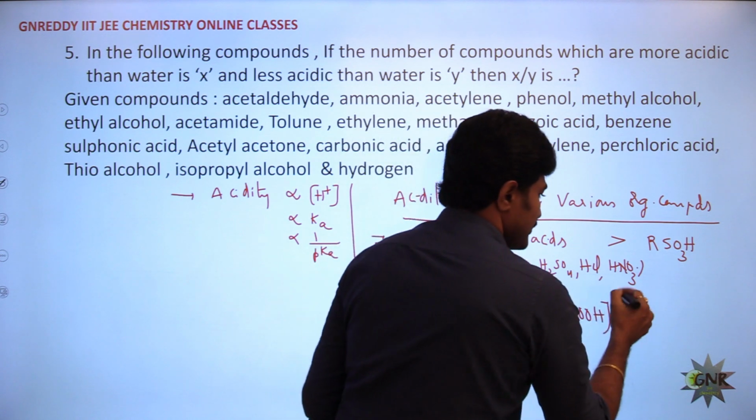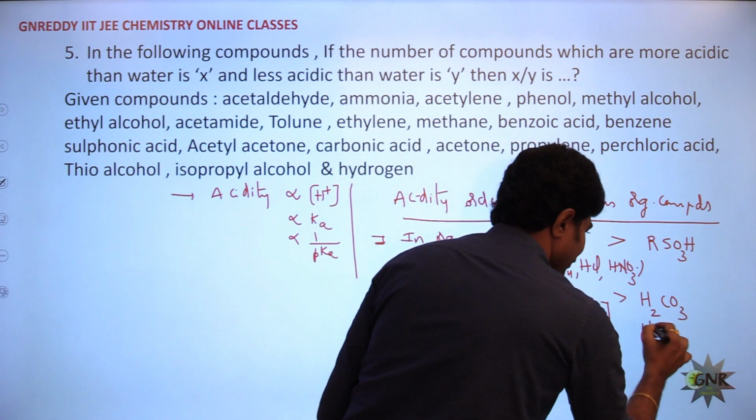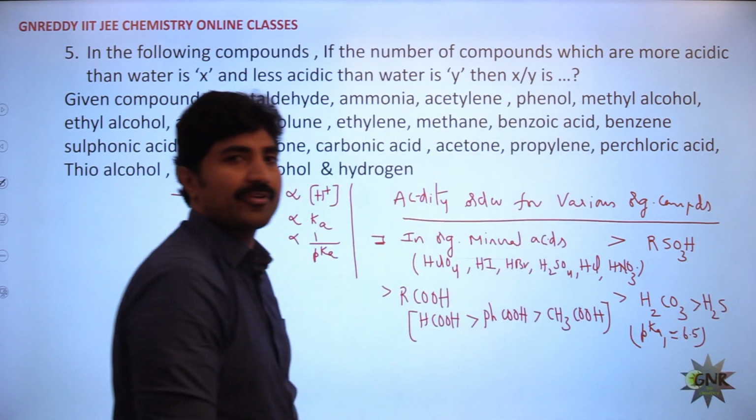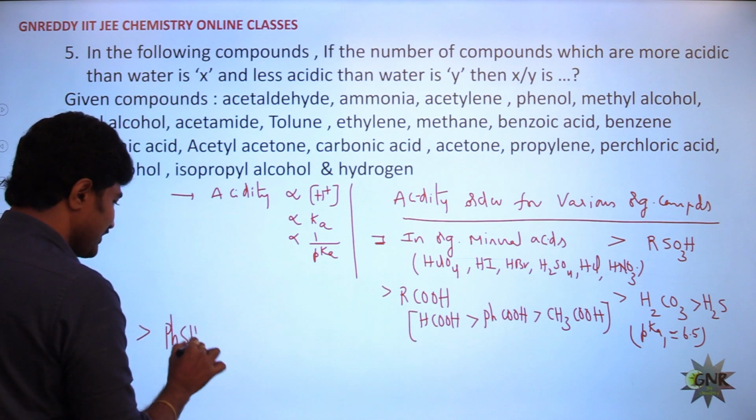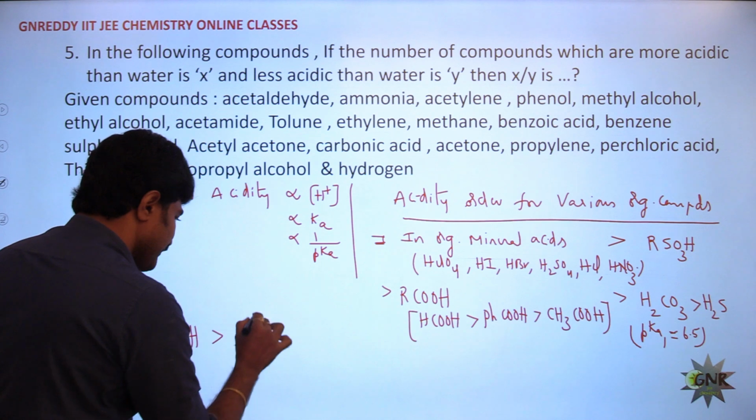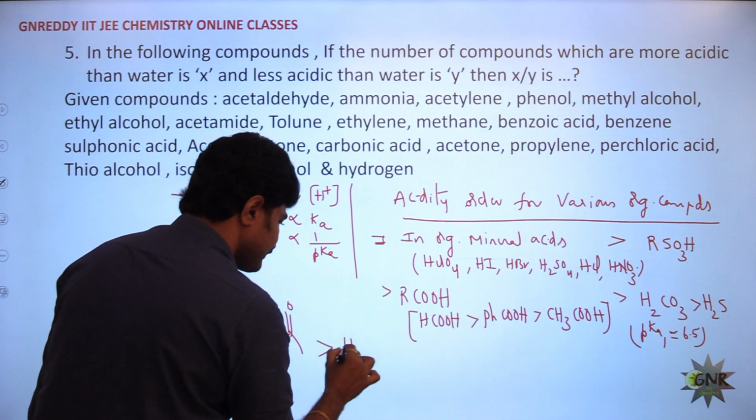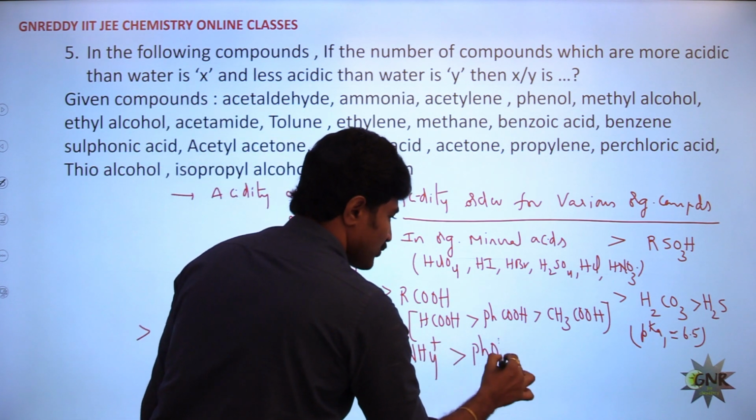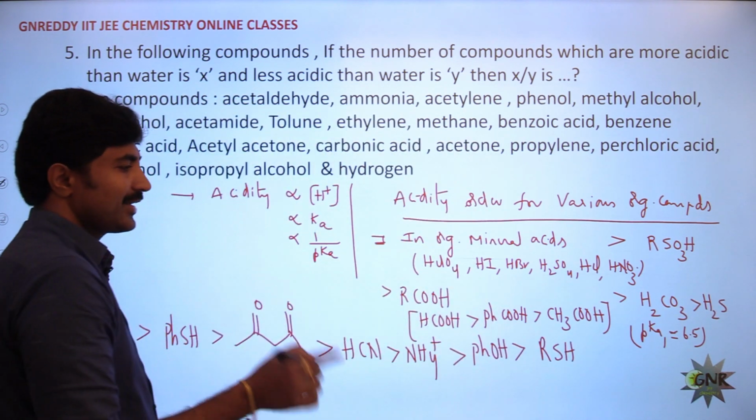After this, H2CO3, carbonic acid, whose pKa1 is nearly 6.5, and then H2S, hydrogen sulfide, and then thiophenols like PhSH, then an active methylene group compound like this, and then HCN, NH4 plus, ammonium ion, and then phenols, PhOH, and then thioalcohols, RSH.